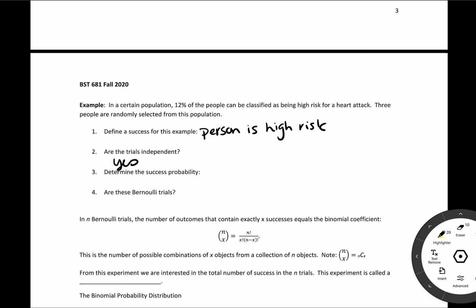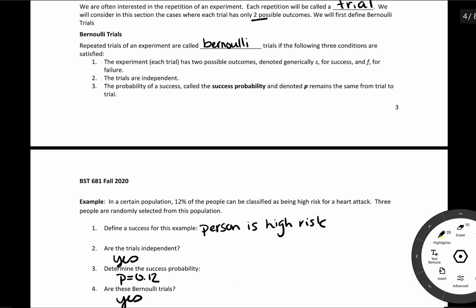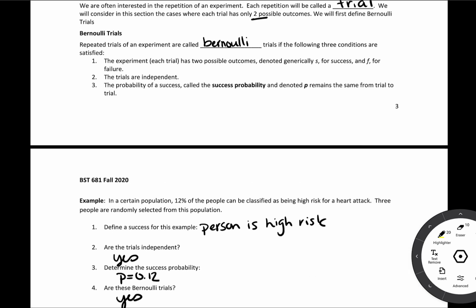We're going to determine the success probability. So notice there's a 12% chance that people are classified as being high risk for a heart attack. That means for each of the people that we talk to, there's a 12% chance that they are at high risk. So in this case, we say that P is equal to 0.12. And so the question is, are these Bernoulli trials? And the answer is yes. We have 3 different Bernoulli trials because we've met each of these 3 characteristics up here on the bottom of page 3.